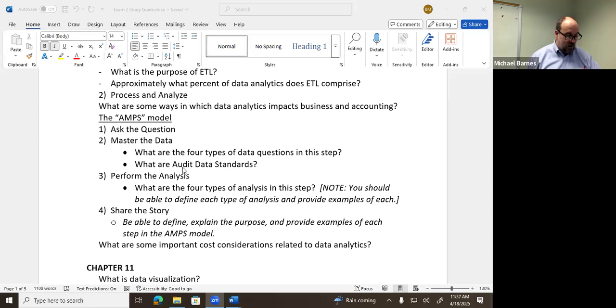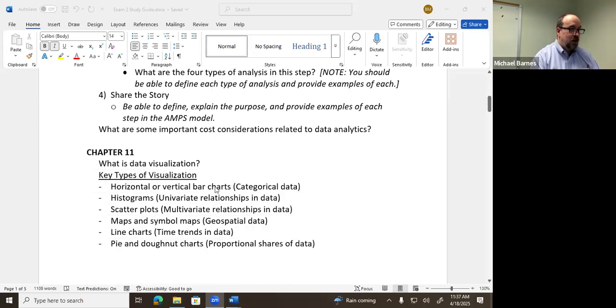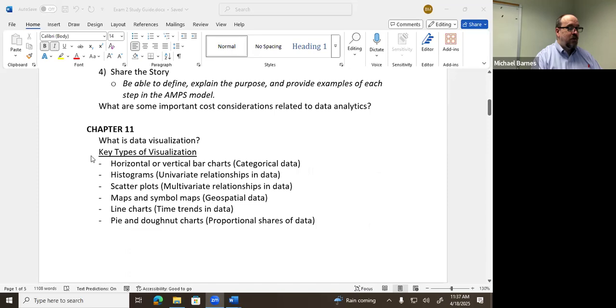All right, that does it for chapter 10. Chapter 11, the key types of visualization. There will be questions on the exam on this. There were questions on the practice exam about this. Please be very familiar with these.